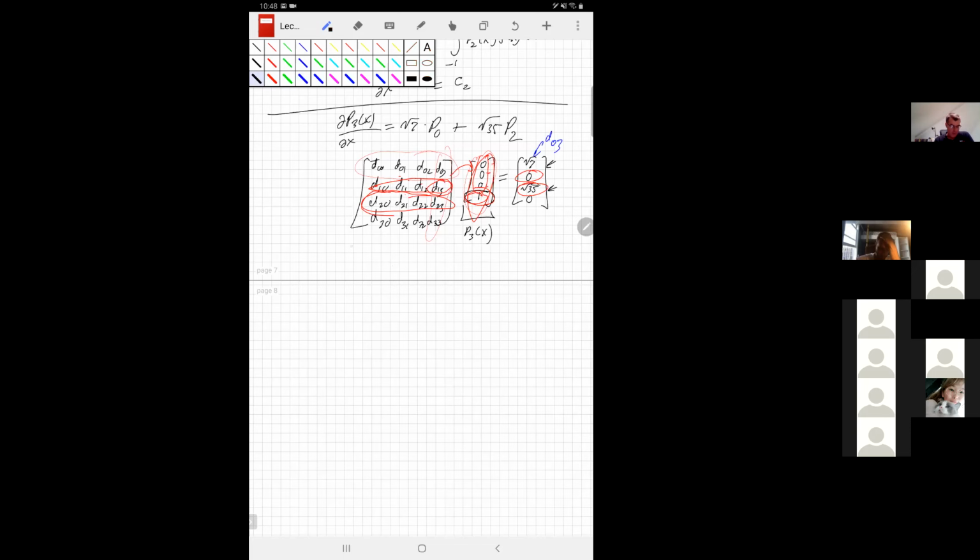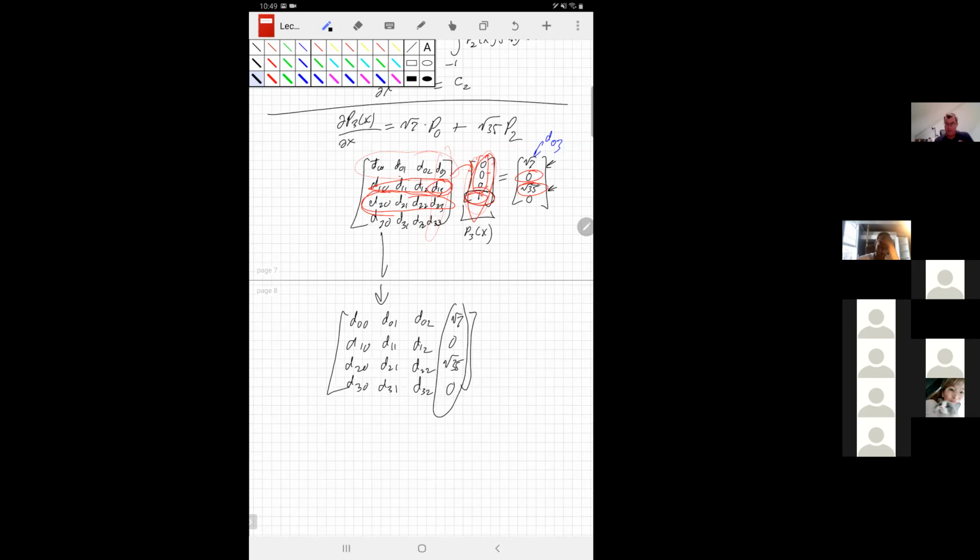So we can immediately say that this matrix is of the form D00, D01, D02, square root of 7, D10, D11, D12, 0, D20, D21, D22, square root of 35, D30, D31, D32, 0. We know 4 of these.